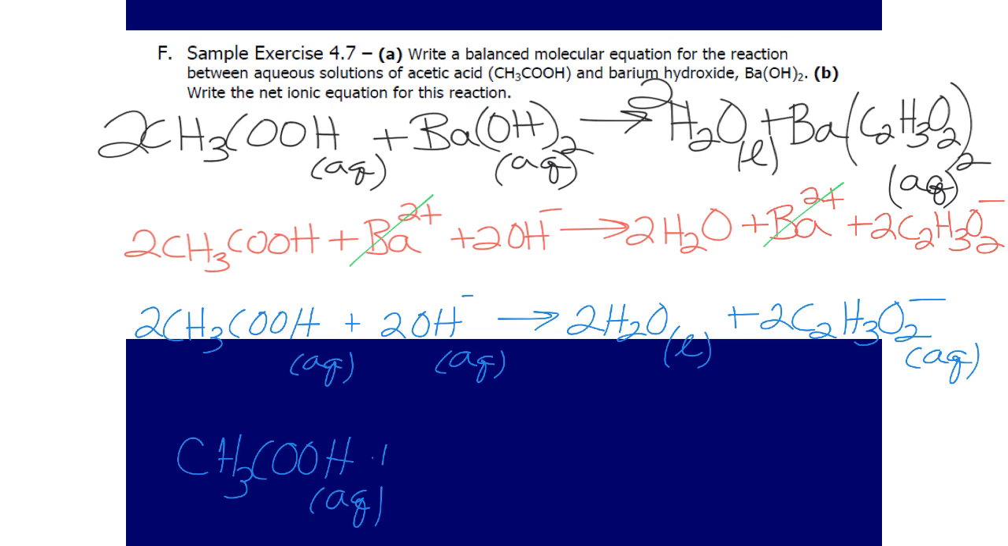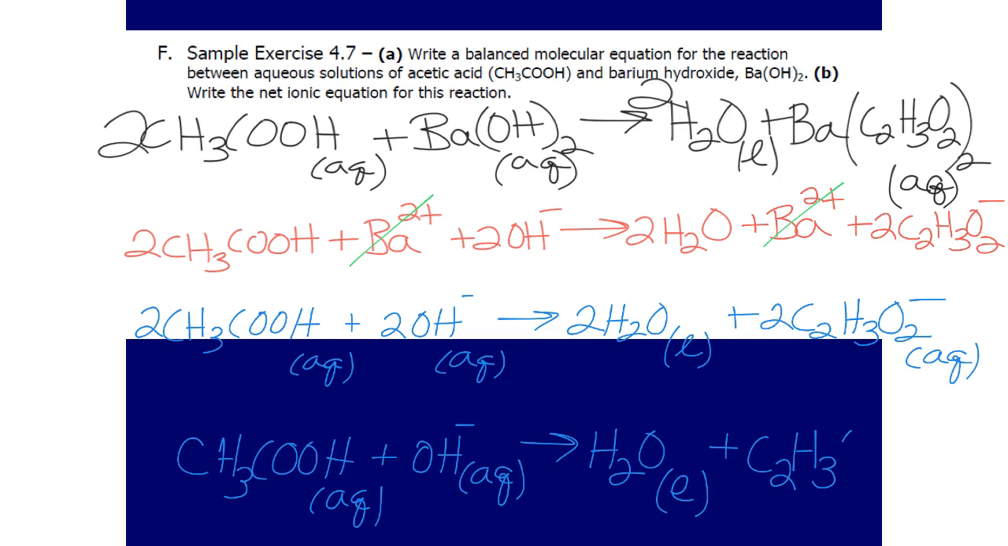Now, in the previous slide, we had a net ionic for a strong acid and strong base. This is a net ionic for a weak acid with a strong base. And notice these look different. So when you have a weak acid, the net ionic equation is going to look different because the weak acid does not ionize, or does not ionize to a large extent.